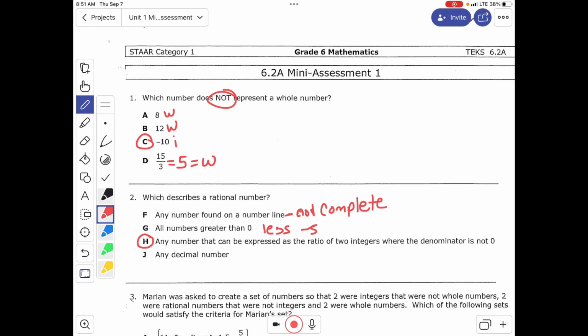J says any decimal number. Well, yes, it is a decimal number, but it could also be a whole number. That's also irrational. Or it could be a negative whole number, which is also irrational.